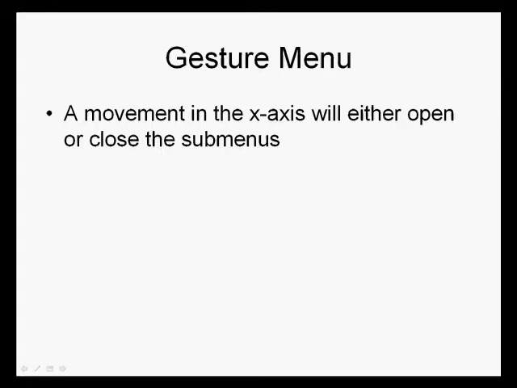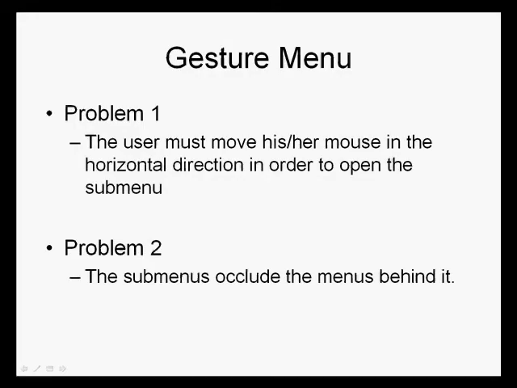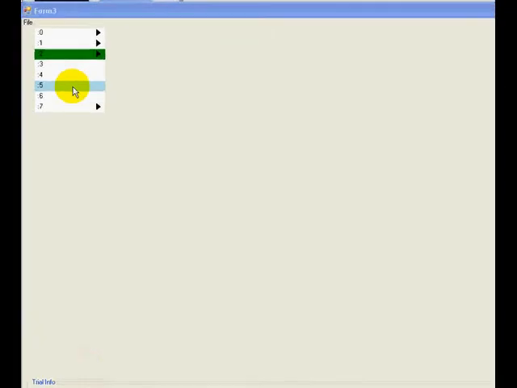A second technique is gesture menus. This technique will either open or close the submenus based on the direction of the movement. The advantage of this technique is it decreases the distance the user has to move. There are two problems with this technique. The first problem is the user must move the mouse in order to open the submenus. The other problem is the submenus hide the menus behind it.